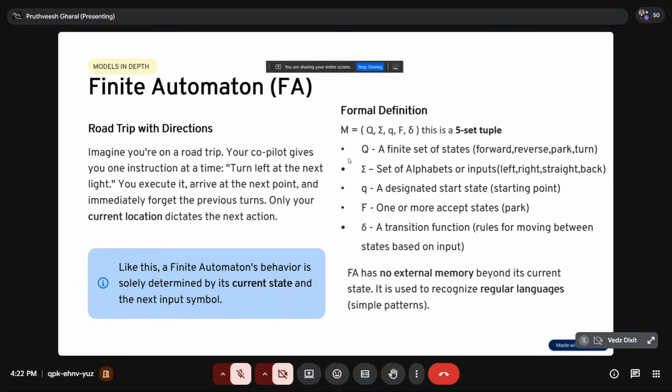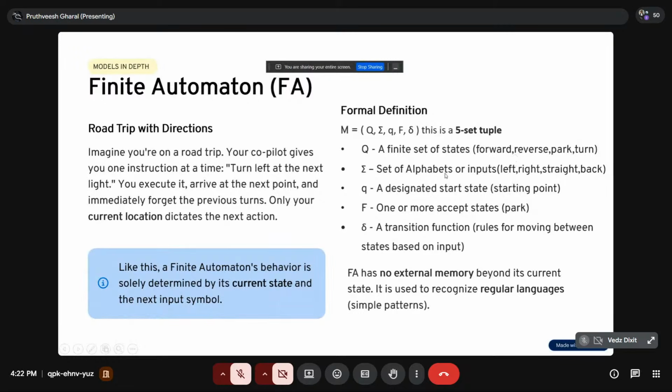Next is sigma. Now, what is sigma? Sigma is a set of alphabets or inputs: left, right, straight, back. So simply take the Google Maps here, which told us to give the input of moving left, right, straight, back. That is the basic concept here. It only gave us the input, and we had to decide how to process that input. So the finite automaton here will only receive these four types of inputs.